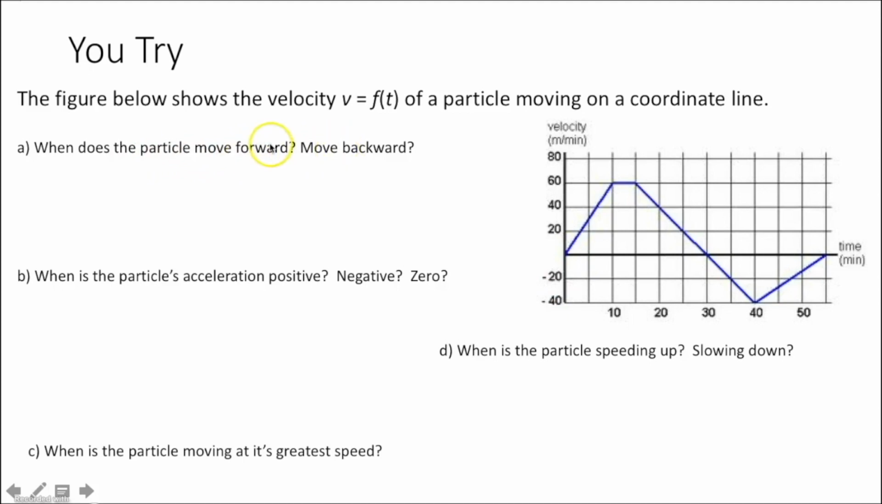Now remember, forward and backward, up and down, left and right, that just is referring to when your velocity is positive or negative. So if your velocity is positive, your object is moving forward. When it's negative, we're saying it's moving backward. So velocity this time is on the y-axis.